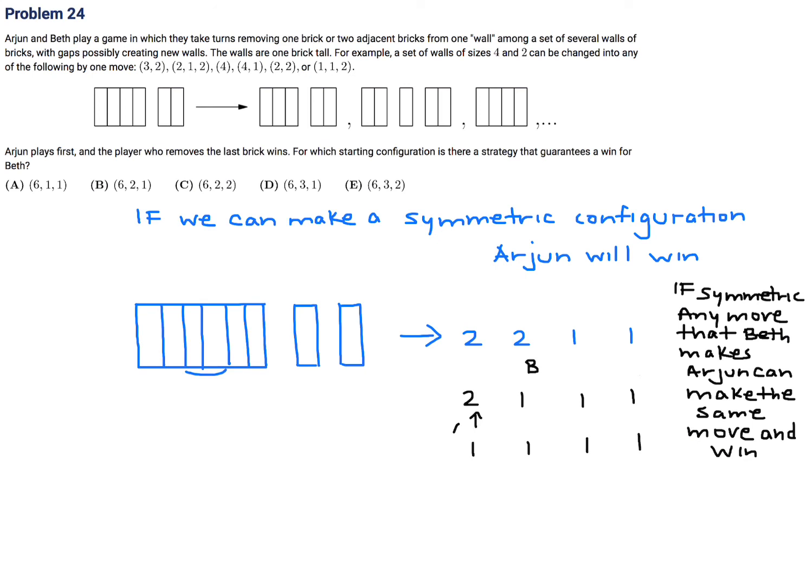So that's what Arjun does. And then Beth removes that, Arjun removes that. Beth removes that, Arjun removes that. He wins because he's the player who removes the last brick. So I hope this is convincing. And if so, we know that A, because it can be made into a symmetric configuration, Arjun will win. So Beth is not going to win. All right, 621. 621 can be made.